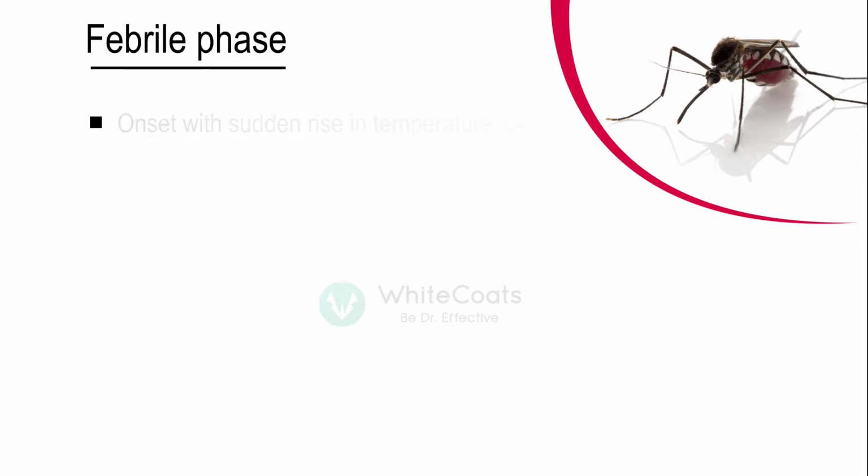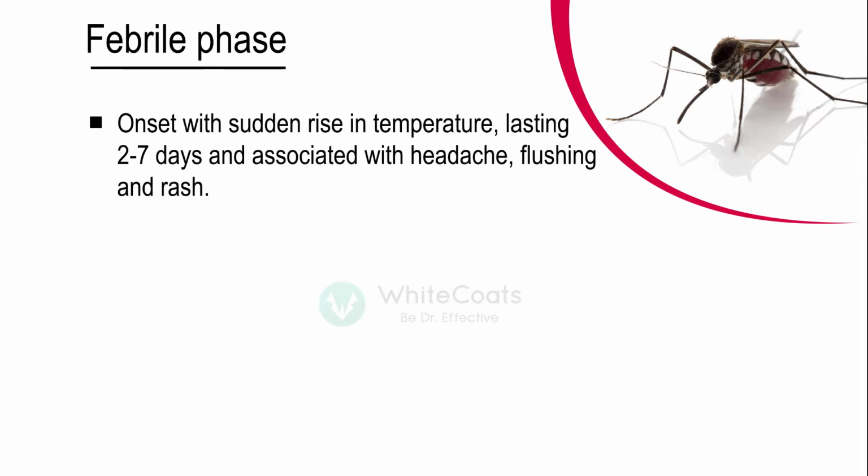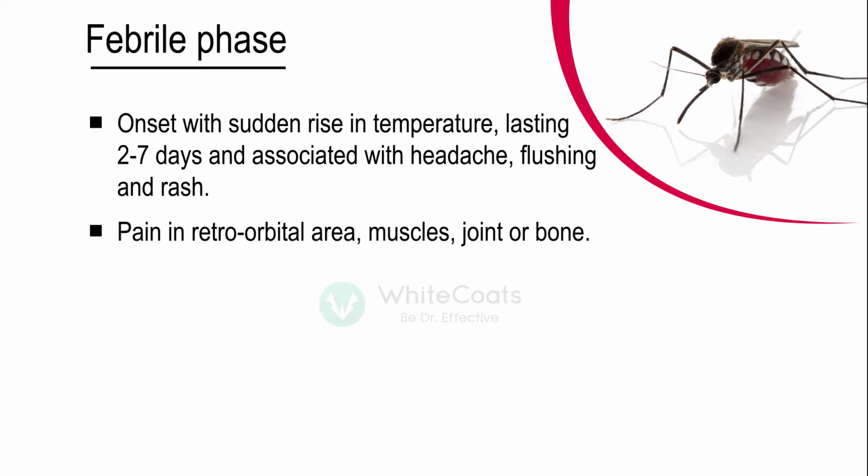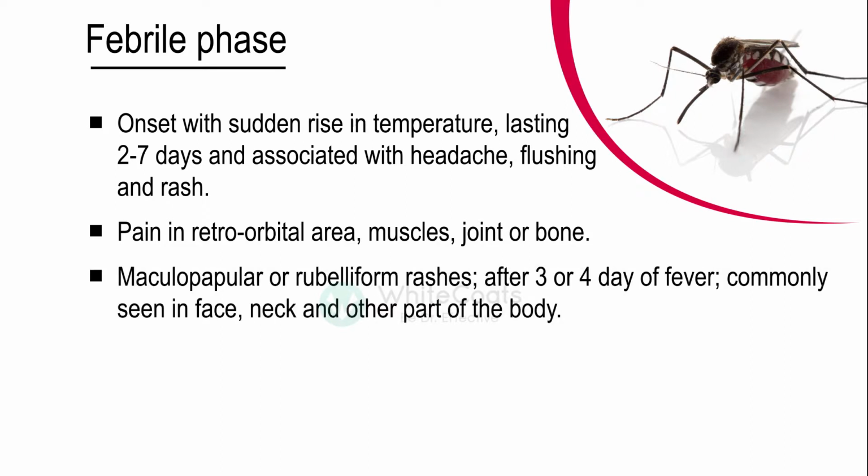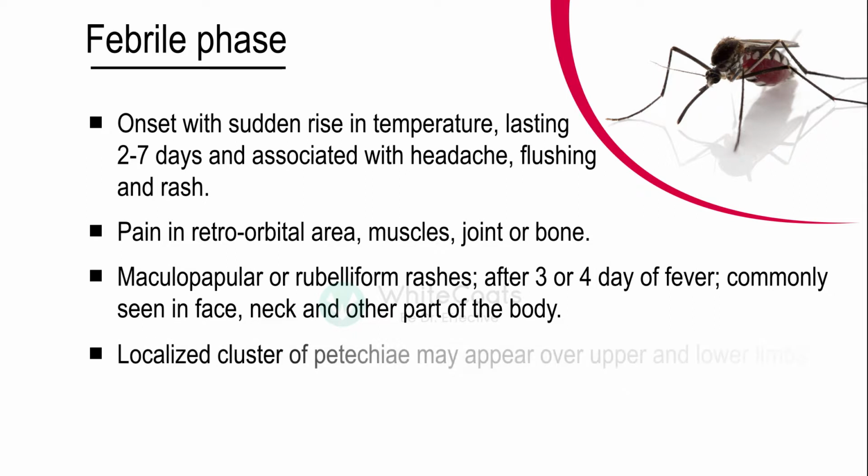The onset of dengue fever is usually with sudden rise in temperature, which may be biphasic, lasting 2 to 7 days and commonly associated with headache, flushing and rash. There may be pain in retroorbital area, muscles, joint or bone. Rash may be maculopapular or rubelliform and usually appears after 3 or 4 days of fever and is commonly seen on the face, neck and other parts of the body. Localized clusters of petechiae may appear over upper and lower limbs.